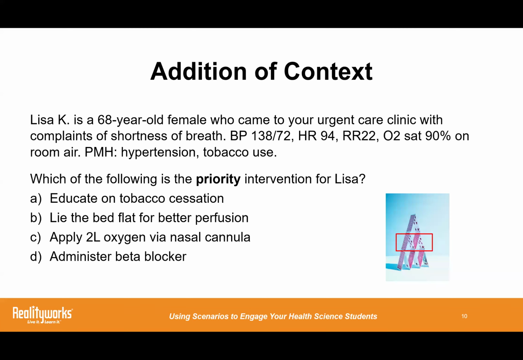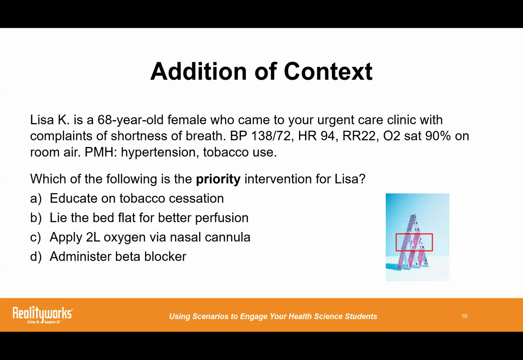So for this patient with this story, what is the priority intervention for Lisa? From the choices provided, the student will need to rely on facts that they have learned previously. They can rule out A, because although education is important, it's not the priority for this patient. The students have already learned that education should not come at times of physiologic instability. They can rule out B, because from what they know about the structure and function of the lungs, breathing is often easier when sitting up, not lying flat.